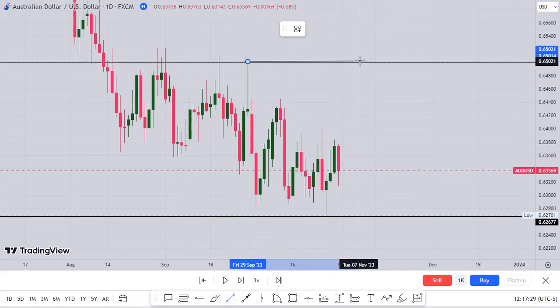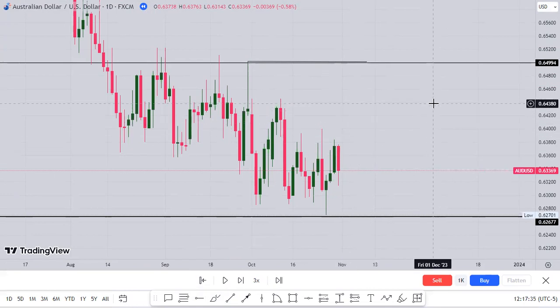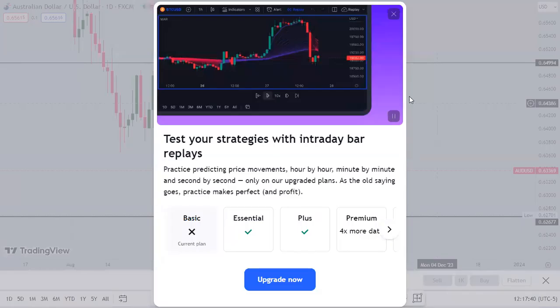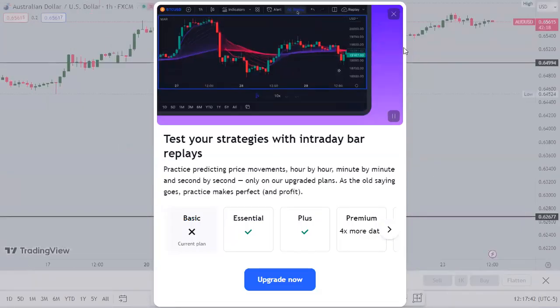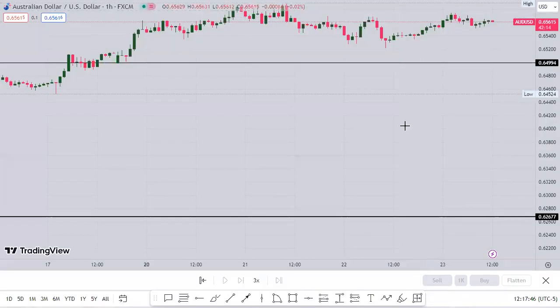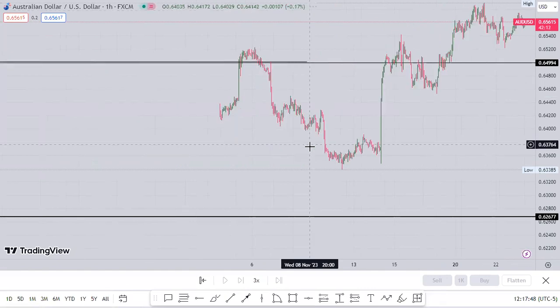So at least we can go down to, let's say, 1 hour and see if we have any signal. So we can go to 1 hour. Fail. I've not paid for this. I can't go lower than that.